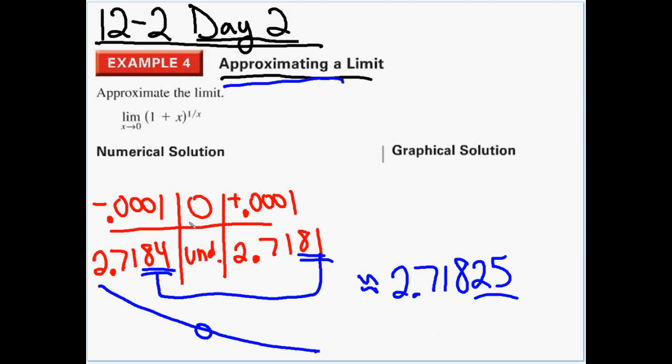The limit does exist. It's going to be close. It's going to be in between these two outputs. So there's our numerical solution. We can do that with a table of values.